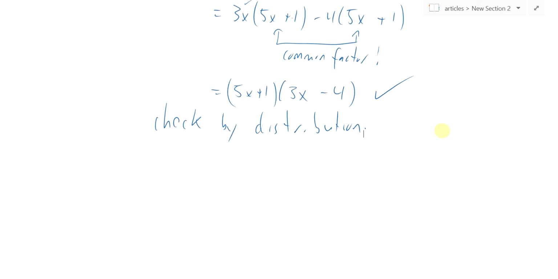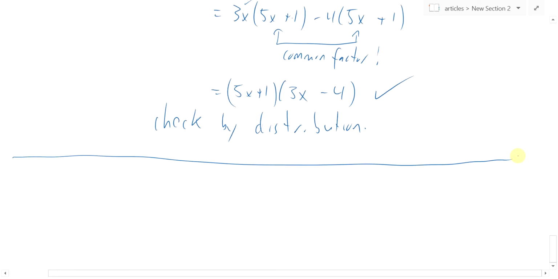Okay, so common factors, quadratics, the AC method, they're pretty straightforward. You just have to practice them, really. The more you do it, the easier it is. Remember that whenever possible, you can pull out the common factors.